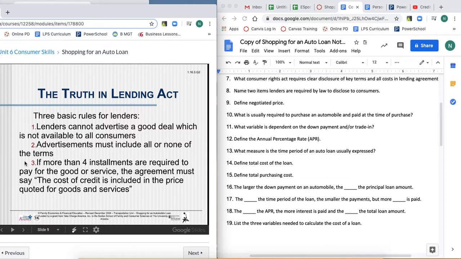And then lastly, if there are more than 4 installments required to pay for the good or the service, the loan, then they must say this last line: the cost of credit is included in the price quoted for goods and services. So they have to do all 3 of those things in order to follow this Truth in Lending Act.